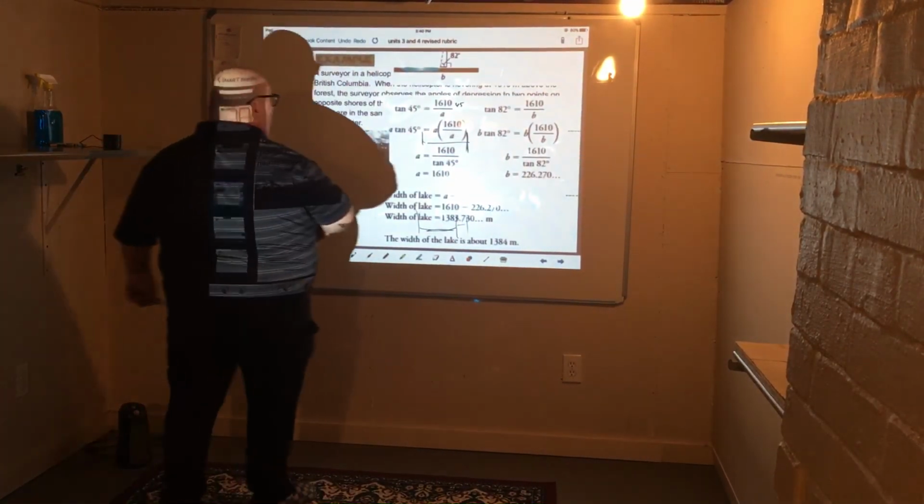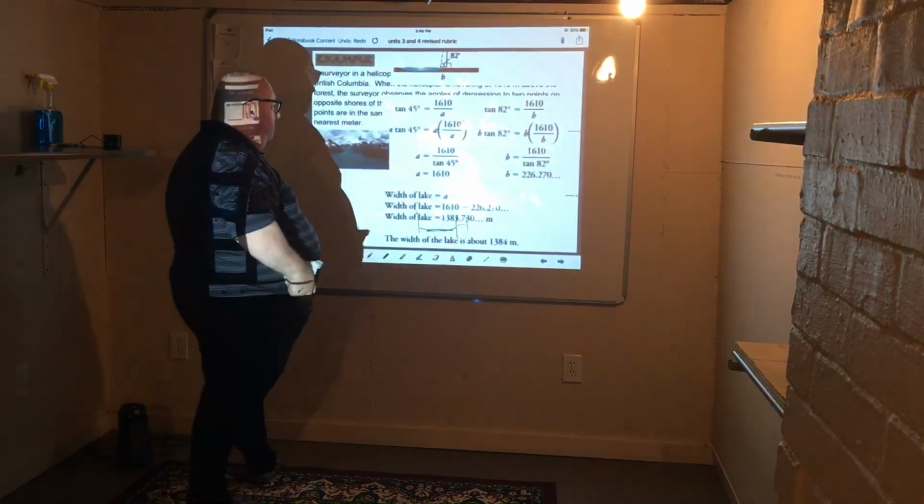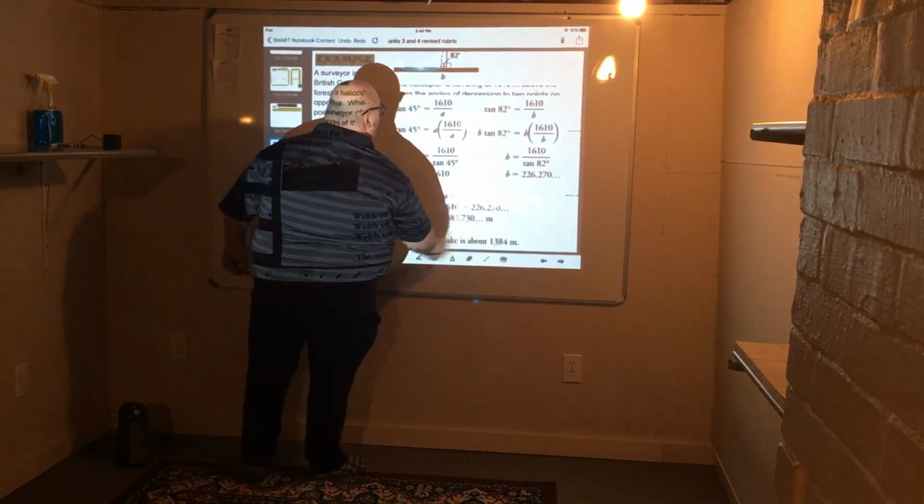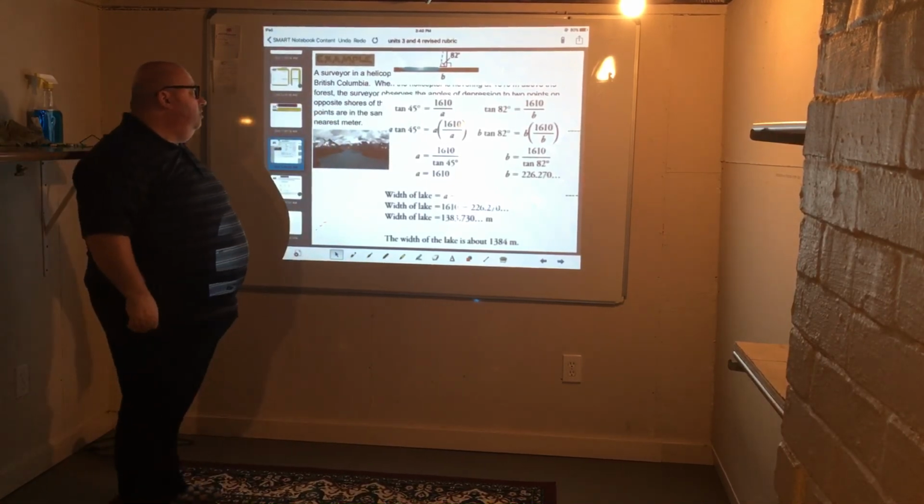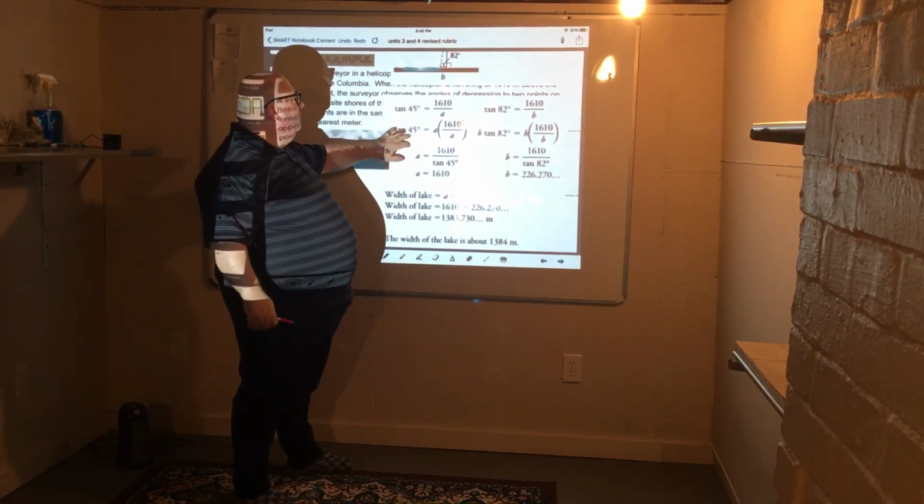So yeah, if you do not know that 45-45-90 triangles are 1, 1, root 2, if you don't know that special relationship, you can go ahead and use the information that you have. Let's just pull that down again for a second.